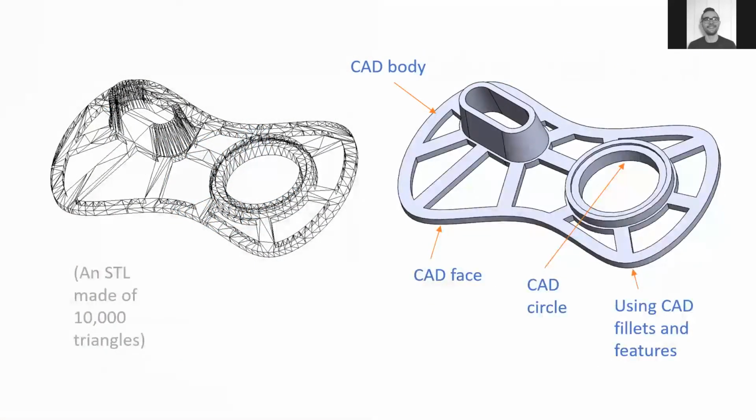So just to compare the two, on the left is what we typically see in Insight. Again, one STL, number of different triangles. On the right, this is how we view the part in GrabCAD Print. So it views it as a CAD body. You can, of course, select CAD faces, CAD circles, and use fillets to help reinforce the part.